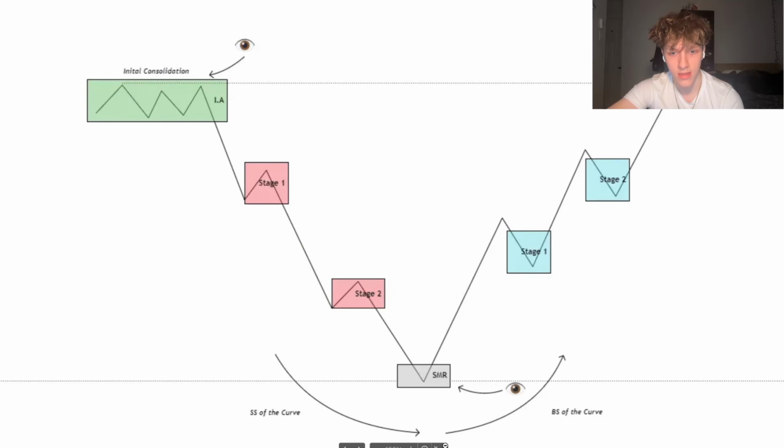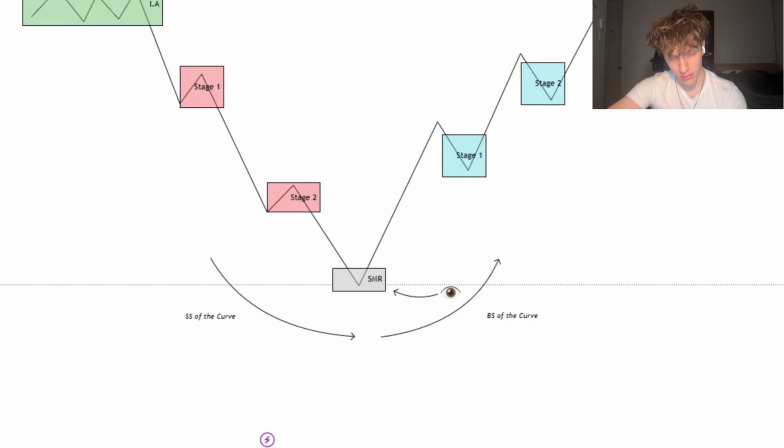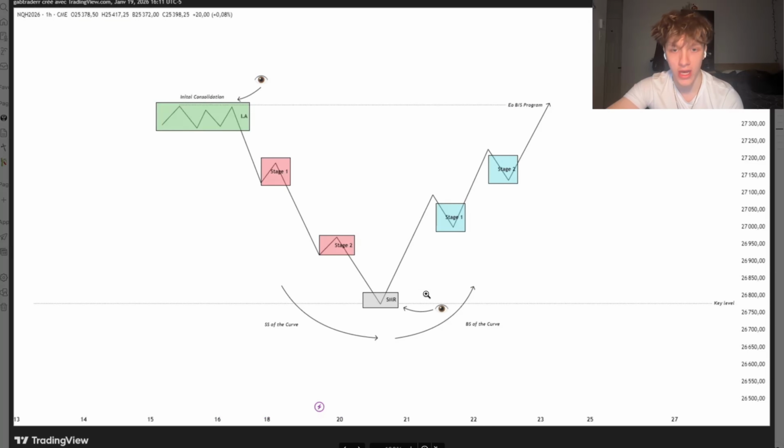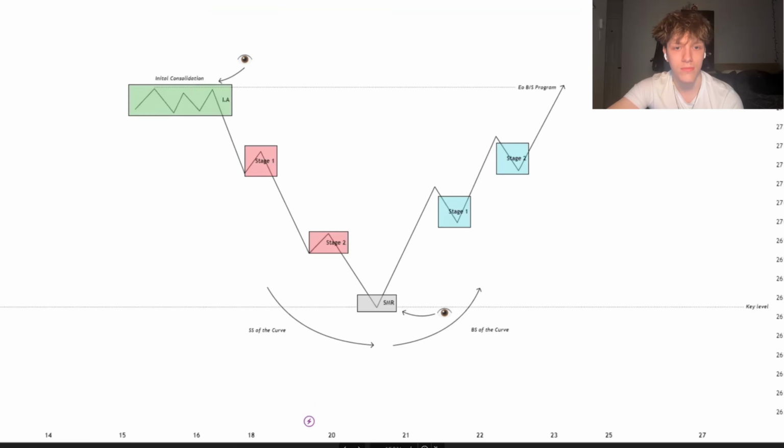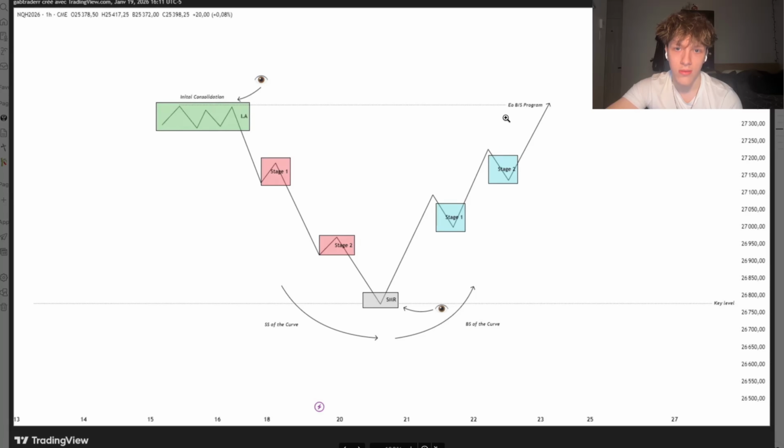Second stage being the same thing. And then the smart money reversal. Like I said, we hit a key level, we swept something, we fill something, we mitigate something. Should have an SMT there on this example, but that's not super important. We have the sell side of the curve and the buy side of the curve that will slowly make its way up to the initial accumulation high, being in this example sell stop engineer for buyers to fill this.